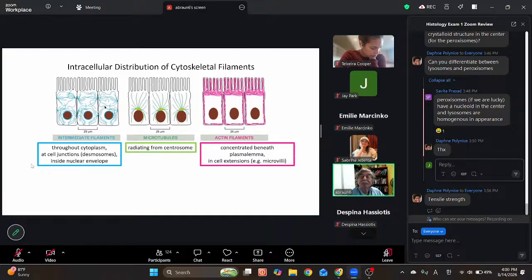So these filaments often connect, as I said to you, or link to desmosomes, which are a type of adhering junction, and then they radiate throughout the cytoplasm as well, like this. They're radiating throughout the cytoplasm, surrounding the nucleus to some extent as well. So just a pattern of this dispersal throughout the cytoplasm gives us a good idea as to what kind of cytoskeletal filament is involved here.